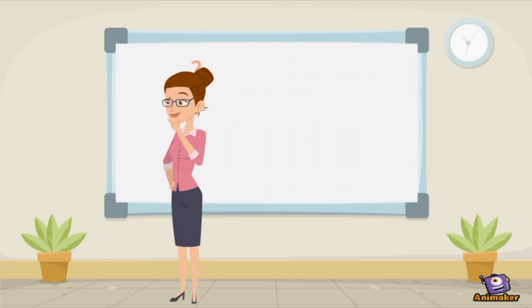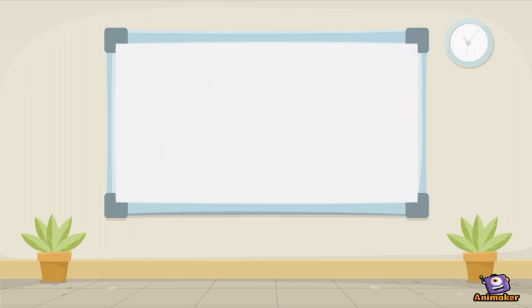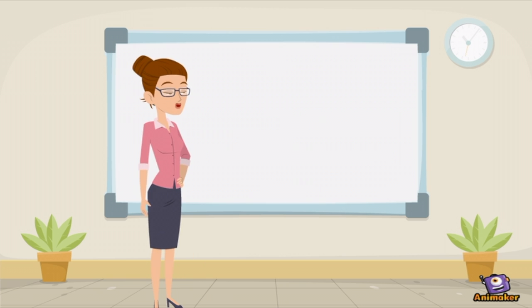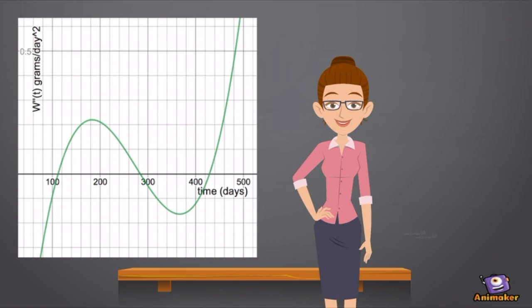Why would we need the second derivative, though? Remember in class that we learned that the second derivative can be used to calculate the inflection points of the original graph by setting it equal to 0. This is important, because these points indicate a change in concavity, which shows where the rate changes from increasing to decreasing. This is the graph of the second derivative of the weight of the fetus.